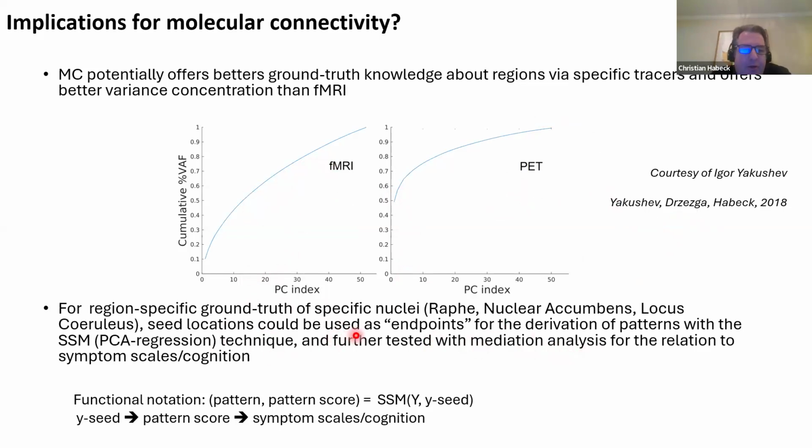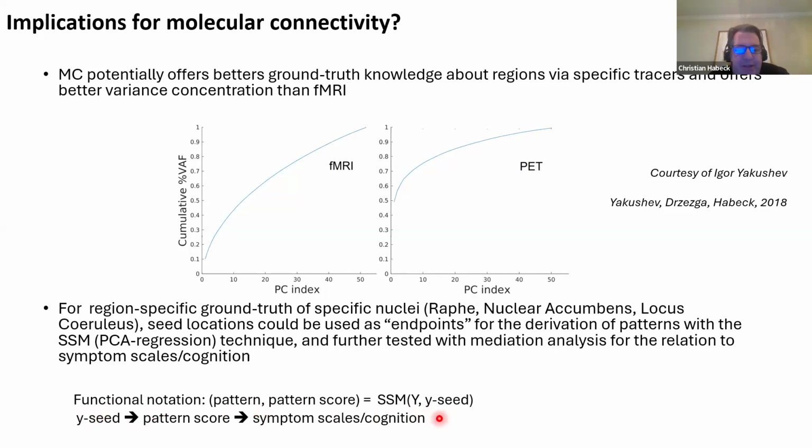And then, as I said, I think when I think about how this could be used for the better ground truth of some of the traces of molecular connectivity, imagine we know there are some specific systems, you have the raphe nucleus or the nucleus accumbens, or locus ceruleus for noradrenaline. Imagine you have this specific knowledge, then you could use the seed locations. That could be your endpoint signal for the SSM technique, and you can find whole brain networks that are related. And in order to relate it more to an endpoint like symptom scales or cognition, you would easily have tools like mediation analysis.